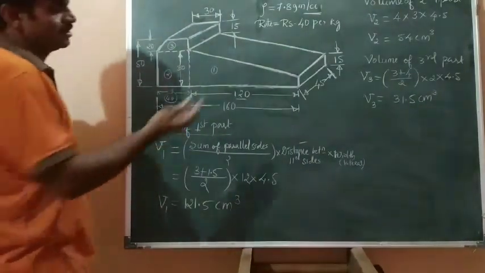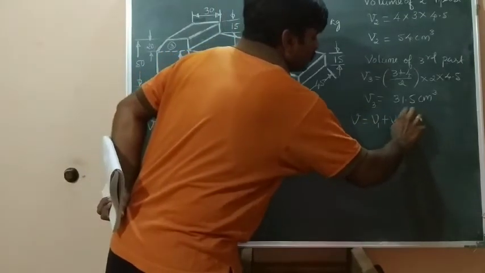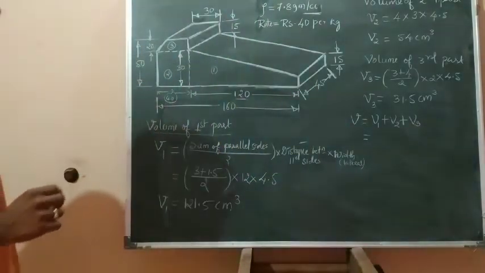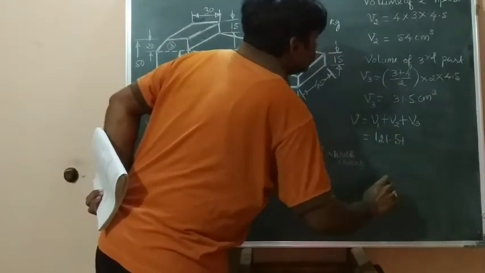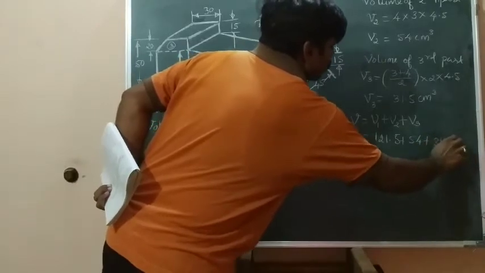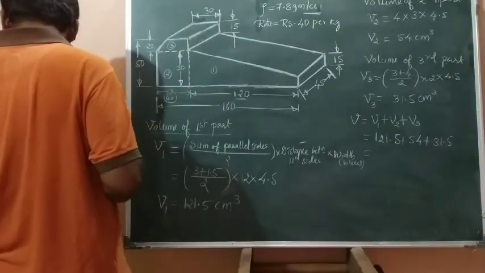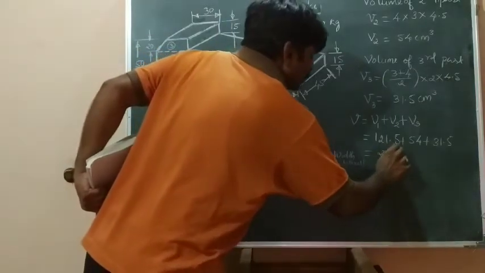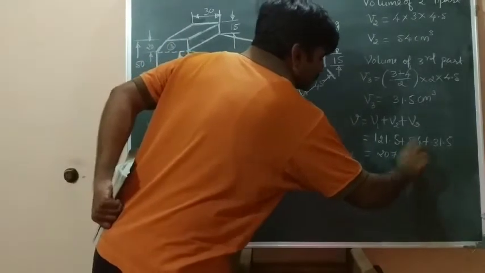All the three parts are over. So let me find the total volume. Let us say V is equal to V1 plus V2 plus V3. Substituting the values: V1 is 121.5, plus V2 54, plus V3 31.5. So in total it is 207. The unit remains centimeter cube.